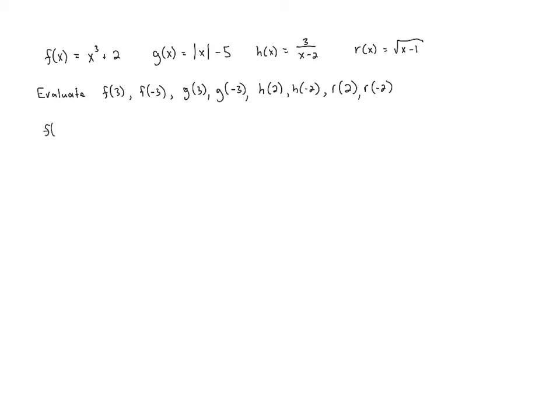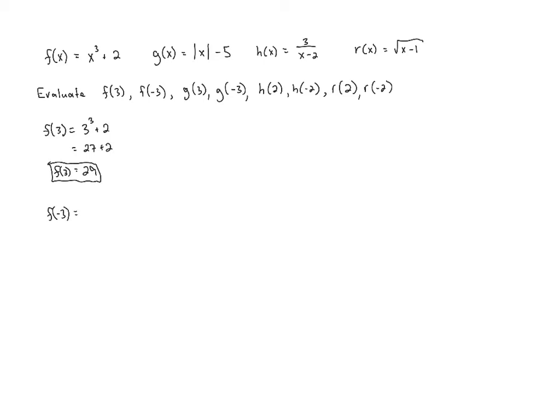The goal here is mostly to just get comfortable with function notation. So f of 3 means that we need to substitute in 3 for x. So that's going to be 3 cubed plus 2. 3 cubed is 27. So that gives us 27 plus 2, which is 29. So we have found that f of 3 is 29.